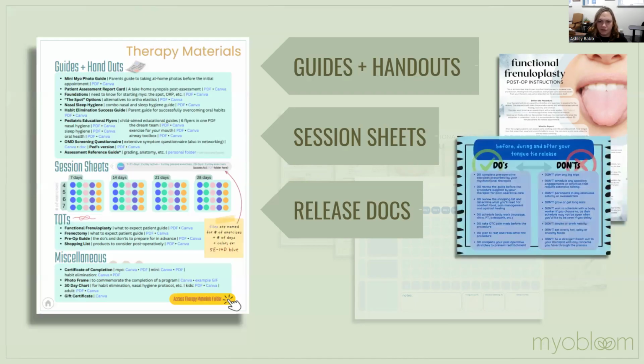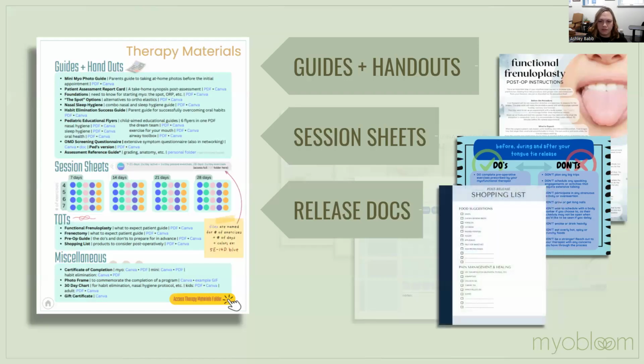I like to give these do's and don'ts well before the release appointment so that patients know not to make plans to travel or do any speaking engagements in the few days after the release happens. And it also tells them that if they want to order anything, they should do that ahead of time to make sure they have whatever supplies available to them at the time of the release. And that brings me to the shopping list. This is different foods, medicaments, pain management, things that they can purchase for post-op.